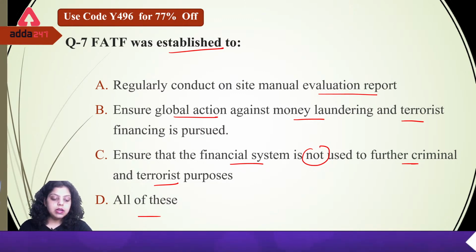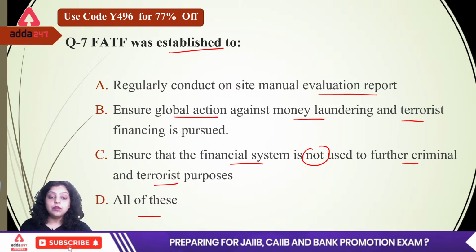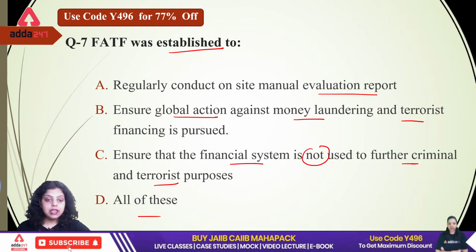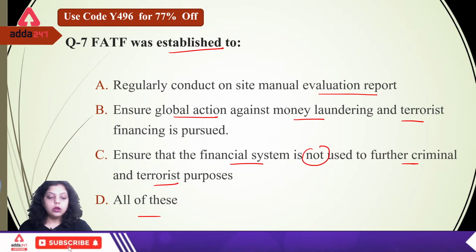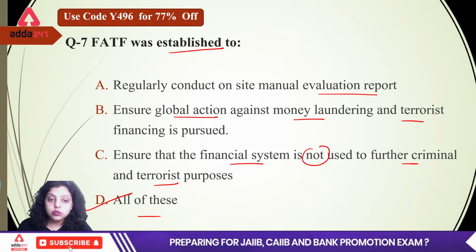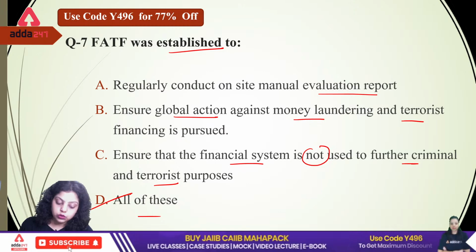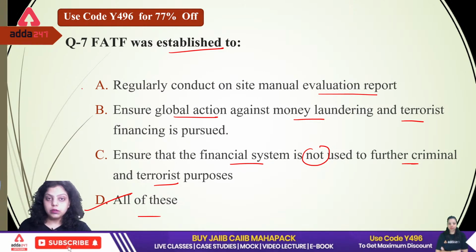And when a country becomes blacklisted by the FATF, the country is banned from the international financial system. The country cannot participate in the international financial system. So the right answer will be all of these. All of these are the reasons because of which the Financial Action Task Force was established. So the answer for the seventh question will be D.